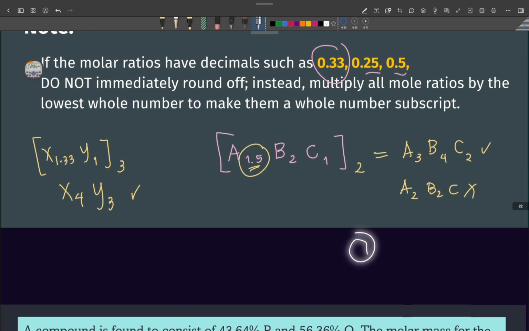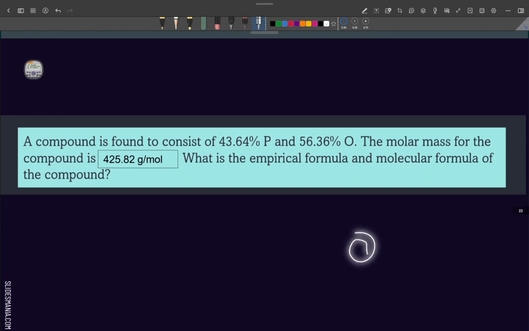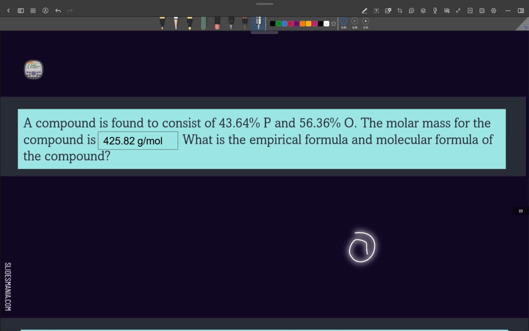Okay, let's try this. And then for the molecular formula, we'll look for the subscript. I mean the multiplier. Okay, let's try this.